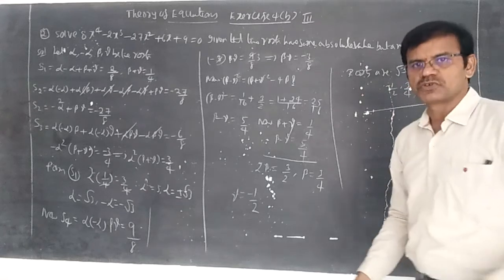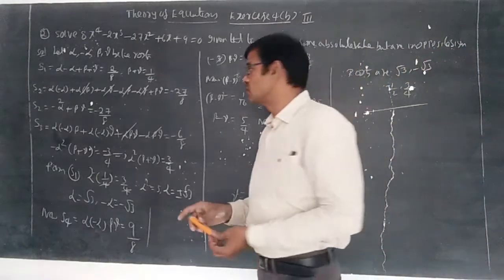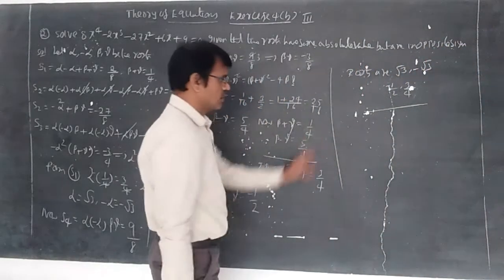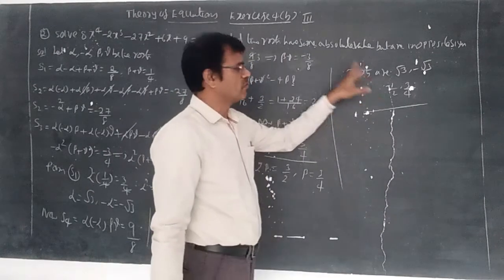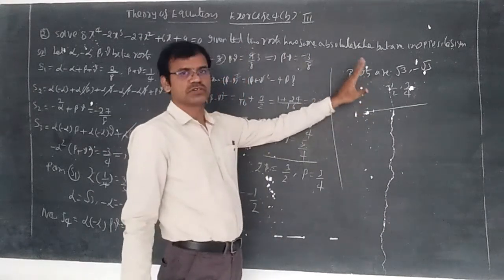At last, you should write all 4 roots in the exam. You should not leave it like this. At last, 100% you should write how many roots there are, all roots you should mention at last.